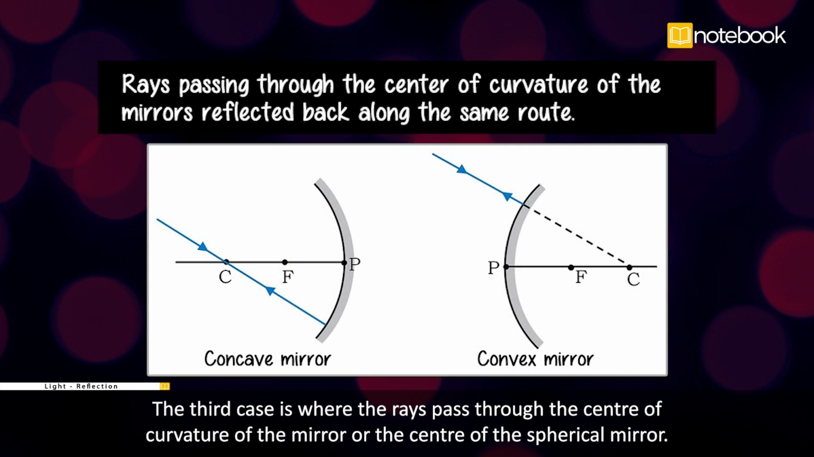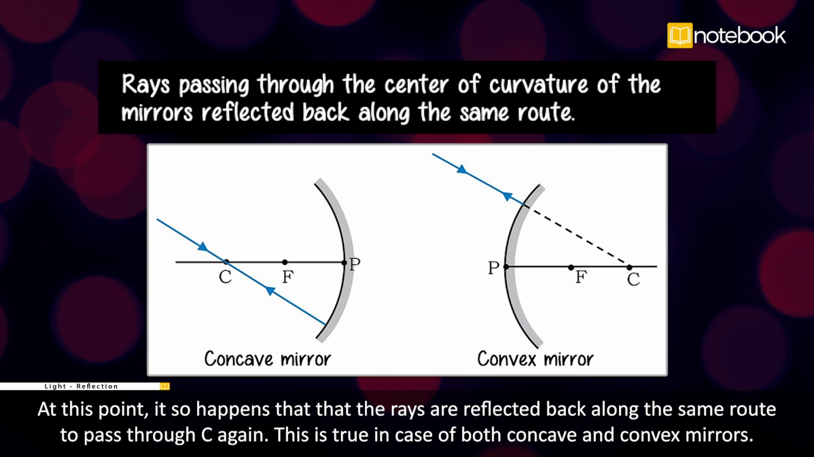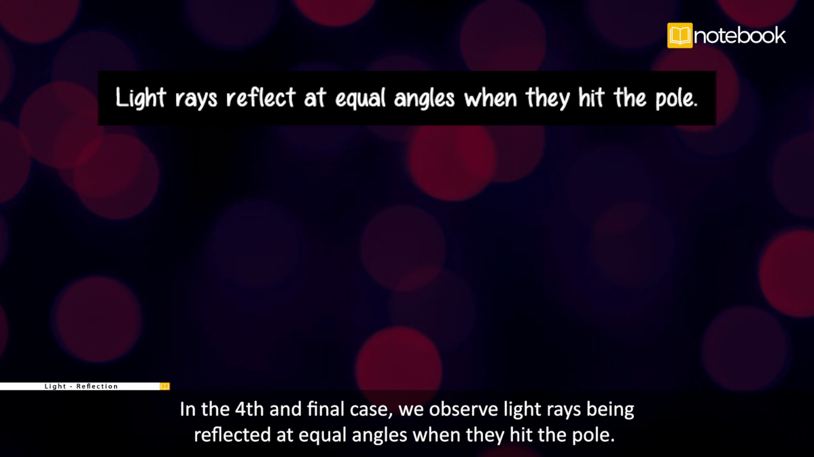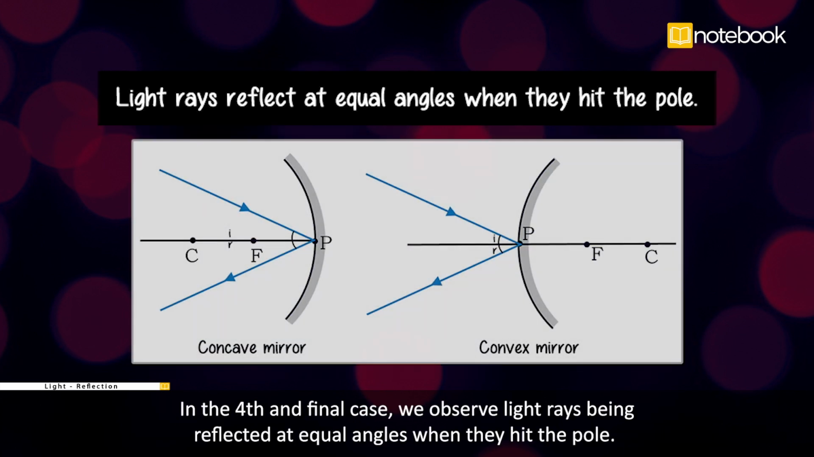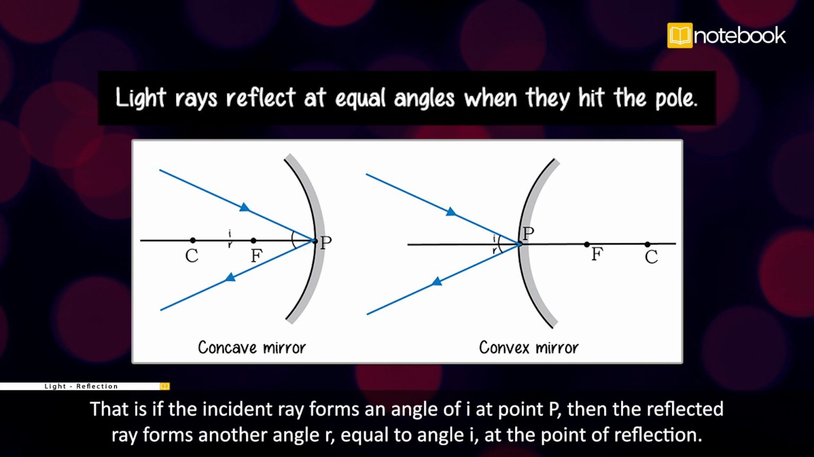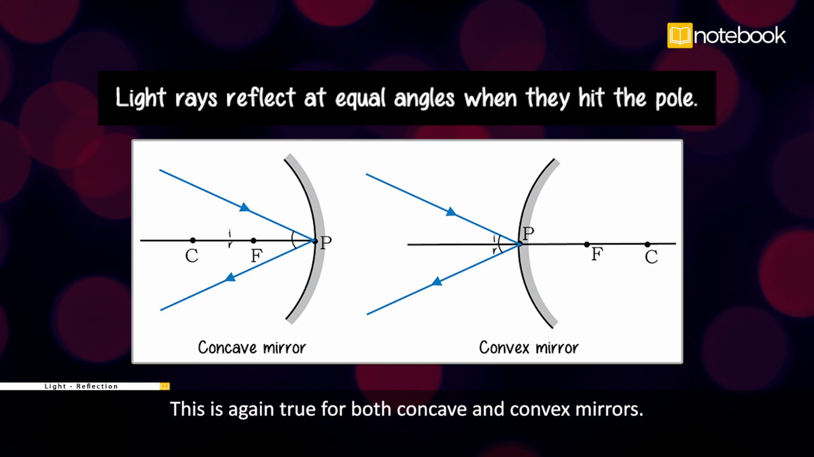The third case is where the rays pass through the center of curvature of the mirror or the center of the spherical mirror. At this point, it so happens that the rays are reflected back along the same route to pass through C again. This is true in case of both concave and convex mirrors. In the fourth and final case, we observe light rays being reflected at equal angles when they hit the pole. That is, if the incident ray forms an angle of I at point P, then the reflected ray forms another angle R equal to angle I at the point of reflection. This is again true for both concave and convex mirrors.